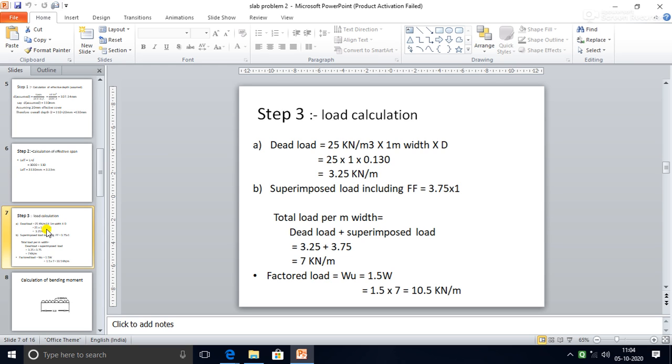See, the same steps are adopted as in problem number 1 for problem number 2. So there is no change in the design method. You can consider any problem and put it in this format, then you will get the design.